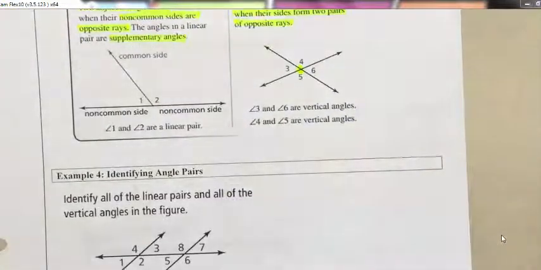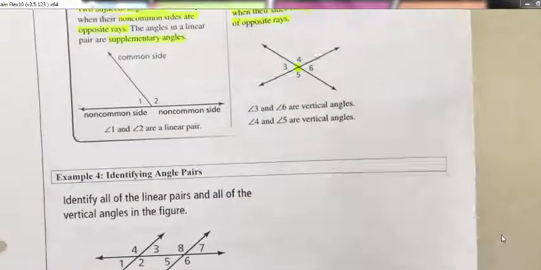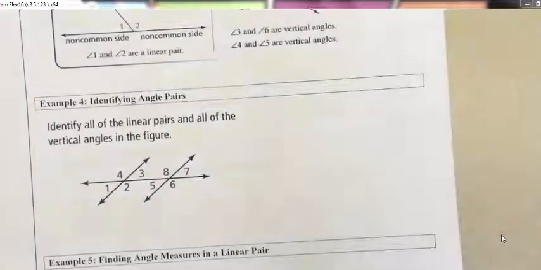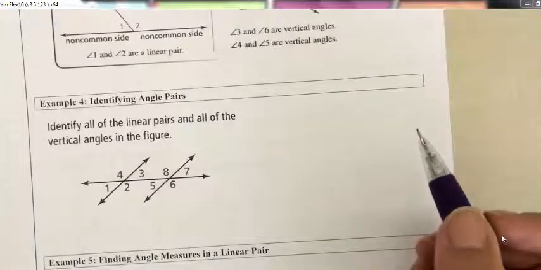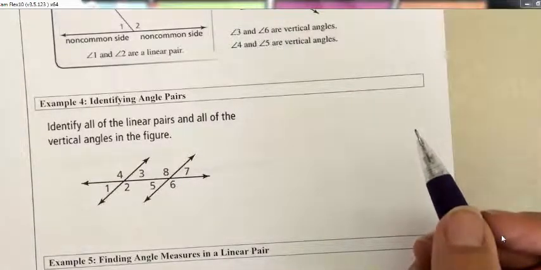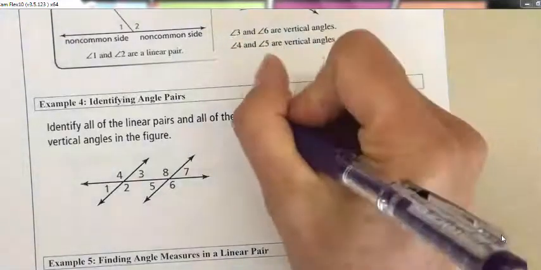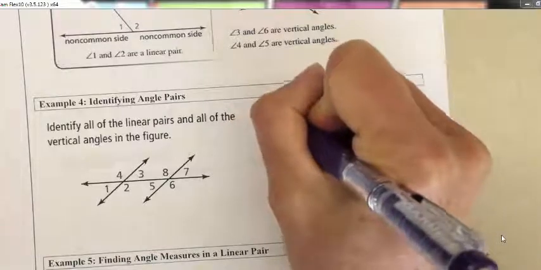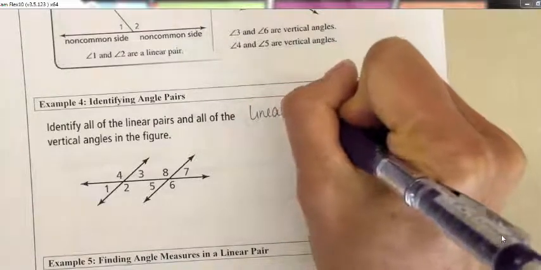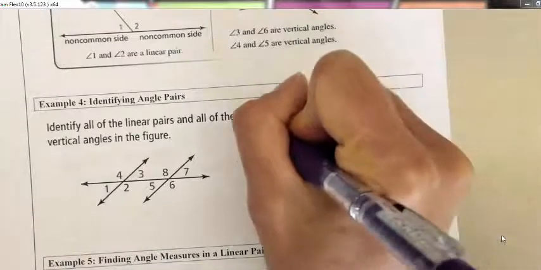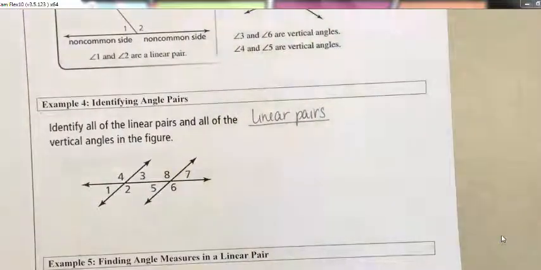This is all very important. It's all building on top of each other, and it's all going to come together. All right, identify all of the linear pairs and all of the vertical angles in the figure. All right, so let's start with linear pairs. We're looking for angles that are straight angles, basically. So two angles that form a straight angle, two angles that form a linear pair, two supplementary adjacent angles.